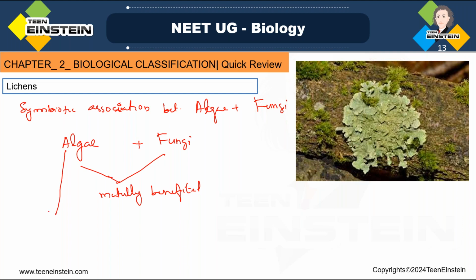Here, in the symbiotic association of algae and fungi called lichen, the algal component is called phycobiont. This phycobiont is autotrophic, that is, it synthesizes food. But the fungal component is called mycobiont, and this is heterotrophic.